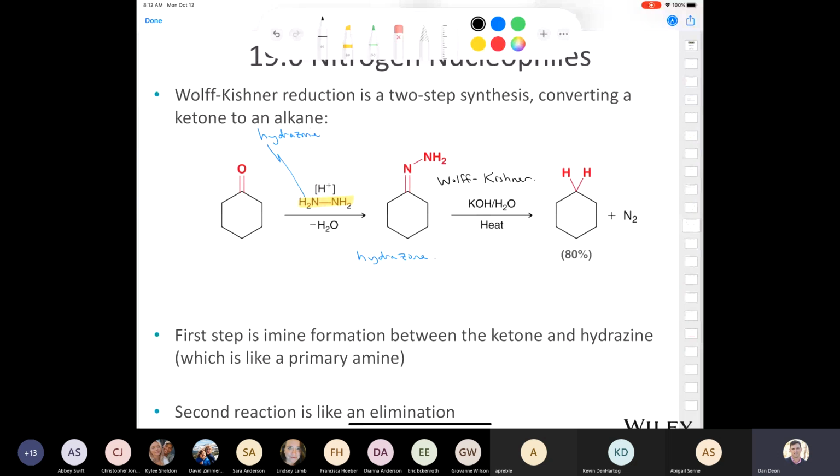And you can also see that this reaction is essentially irreversible because you end up forming nitrogen gas as a product. Now that nitrogen gas is going to go off into the atmosphere, and that's going to drive the reaction forward.